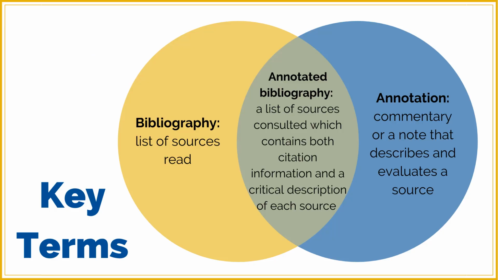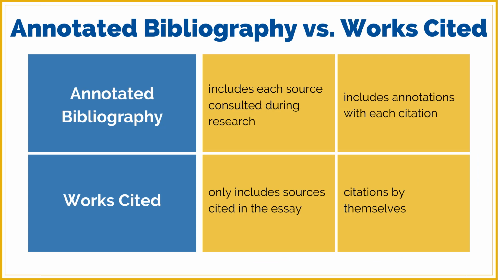To begin, let's define some key terms. A bibliography is a list of sources read. An annotation is a commentary or note that describes and evaluates a source. Therefore, an annotated bibliography is a list of sources consulted which contains both the citation information and a critical description of the source. At its most fundamental, you can think of an annotated bibliography as a glorified works cited page, but with some significant differences.